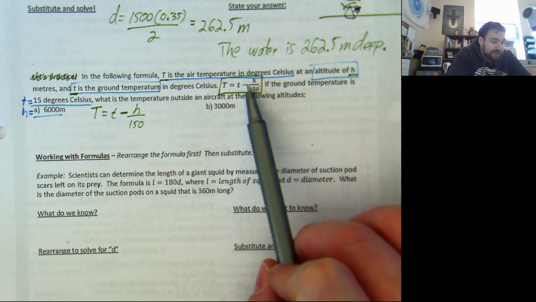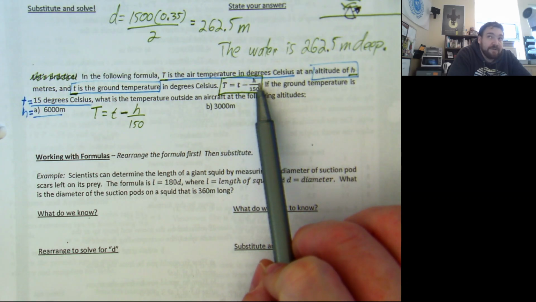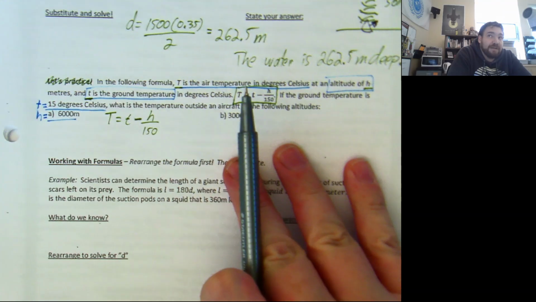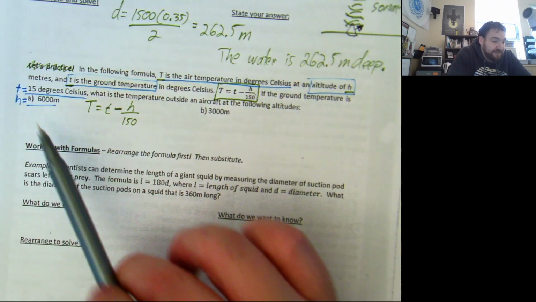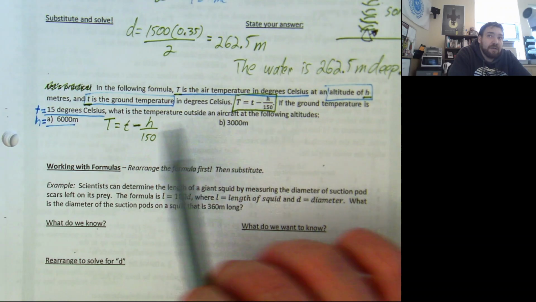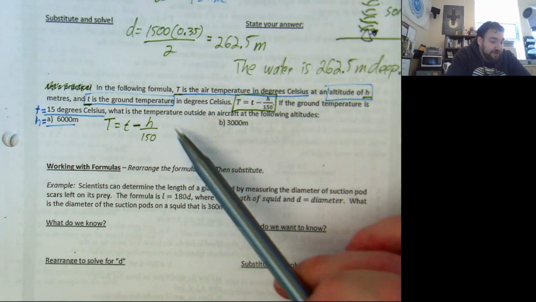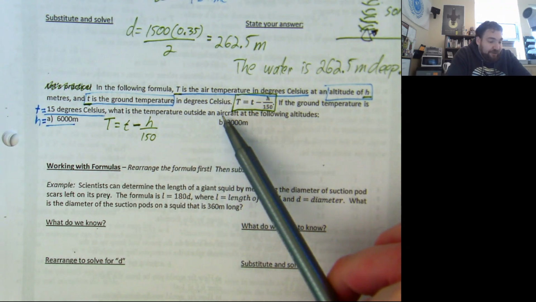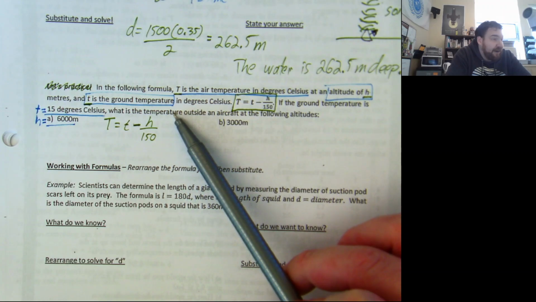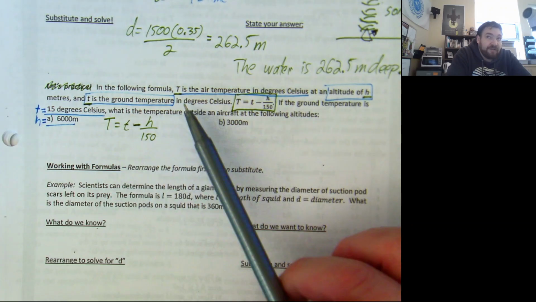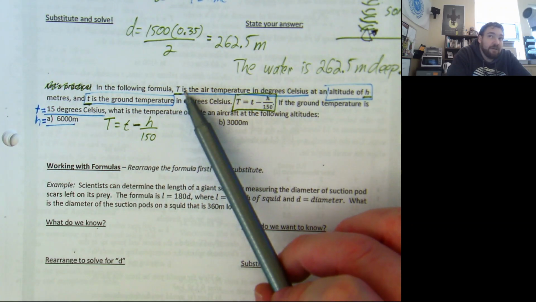This is the formula that relates big T, little t, and h together. So being able to pull out these pieces is an important skill to be able to have. So what are we looking for? We're looking for the temperature outside an aircraft, the temperature presumably of the air. Because when a plane's flying 6,000 meters above the ground, we're looking presumably at the temperature of the air.